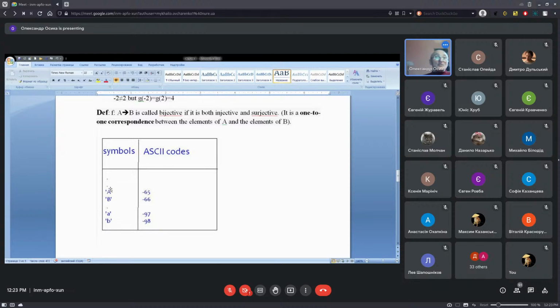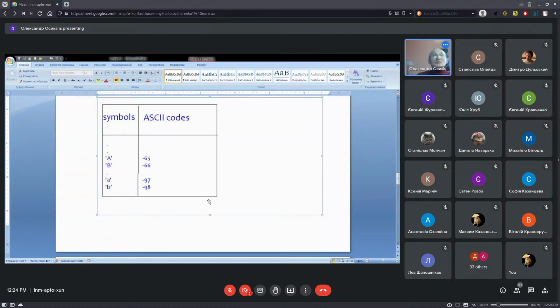And here I showed you on purpose: A capital has the code 65, not minus. I just wanted to show a link, but it looks as if minus. No, everything is positive. 65, then of course one more, 66 for B capital. A small is 97, B small is 98.